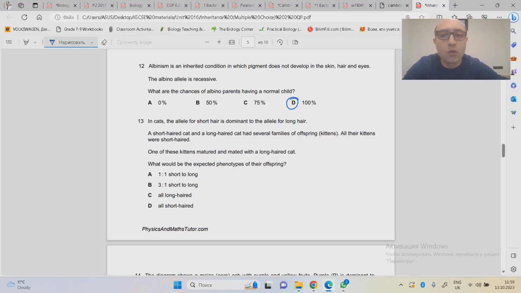In cats, the allele for short hair is dominant to the allele for long hair. So short hair is dominant. Again, guys, let's use capital H, and long hair will be small h. A short-haired cat and a long-haired cat had several families of offspring. All of their kittens were short-haired. So in this case, most probably this one. Short-haired was capital H, long-haired small h, and you know that all of them here are short-haired.